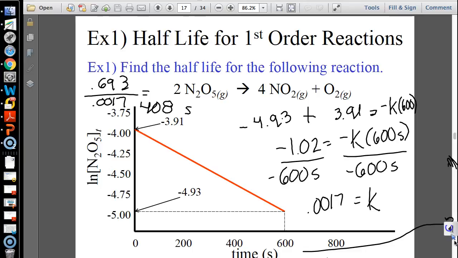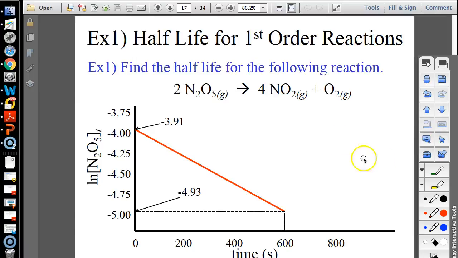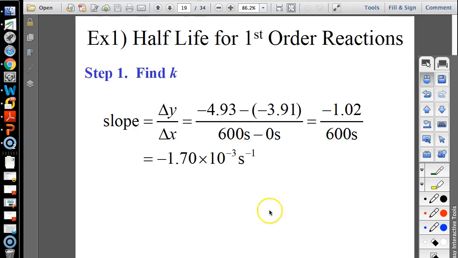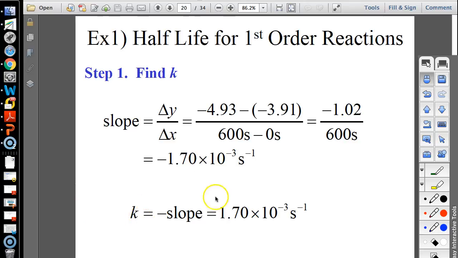Okay, moving on. So we solved for K in the same way. K is the slope. We solve for K using the formula, which I like, or you can do change in molarity over change in time. This was the first day's lesson. I like the formula better, whatever. It doesn't matter. It's the same thing either way. So there's your slope. Remember, K is the negative slope.